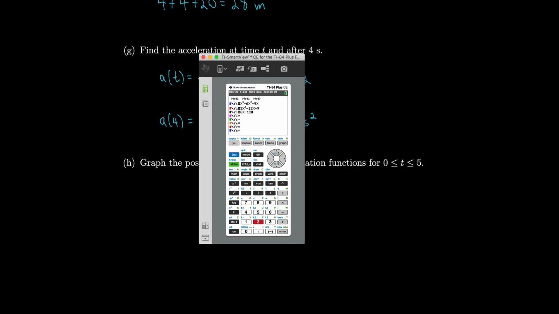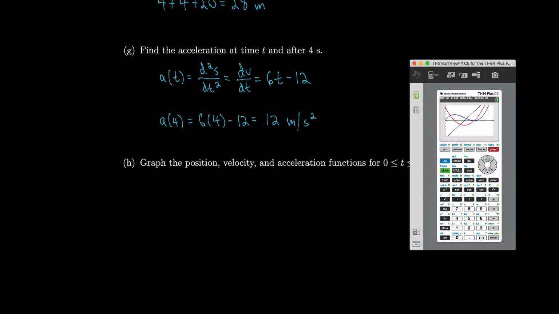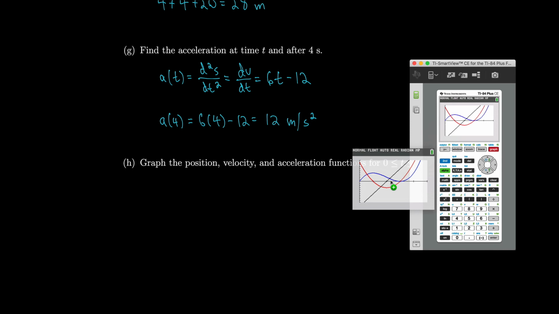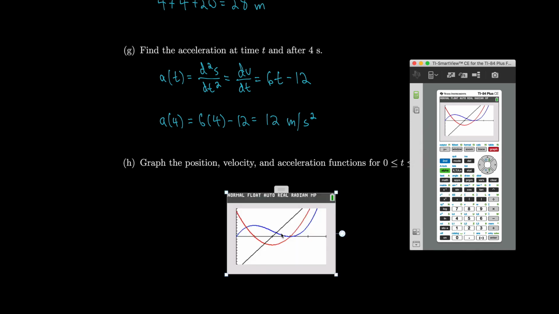We want to do this for t values from 0 to 5, so let's go to our window and change the minimum to 0 for x and the maximum for x to 5. Look at our graph. Beautiful. Remember, the blue function is our position function. The red function, the parabola, is our velocity, and the black function is our acceleration. So let's grab that, and we'll put away our calculator.